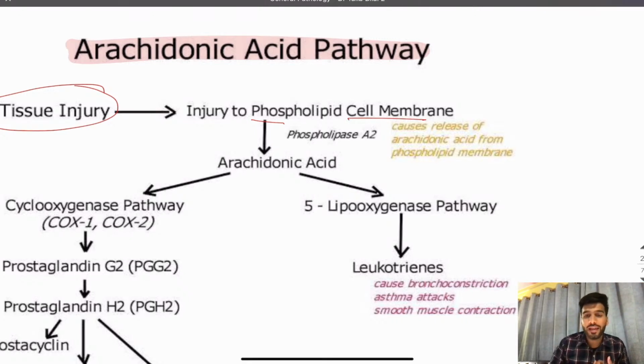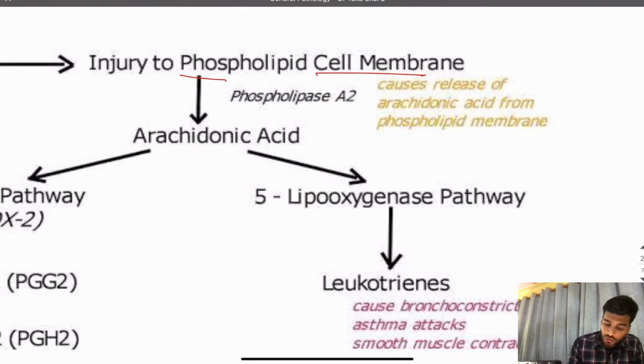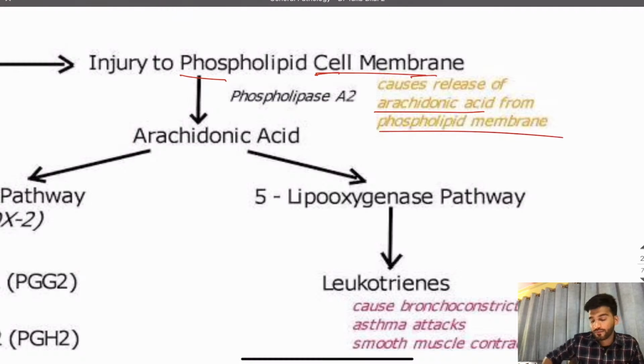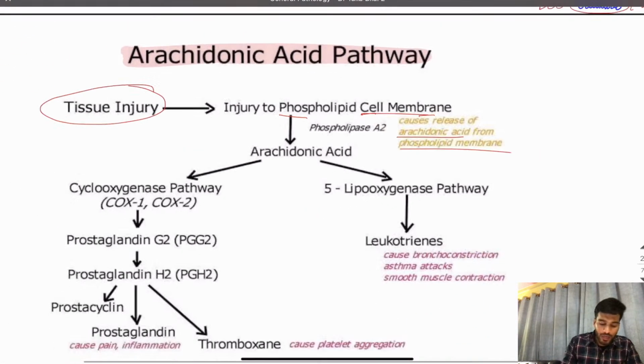Patient is having watery diarrhea, that's why we also use a somatostatin analog. Now, the injury to the phospholipid cell membrane will release arachidonic acid. Once there is an injury to the tissue, the cell membrane is damaged and there is a release of arachidonic acid. And now this arachidonic acid, two pathways you'll remember, COX and LOX.